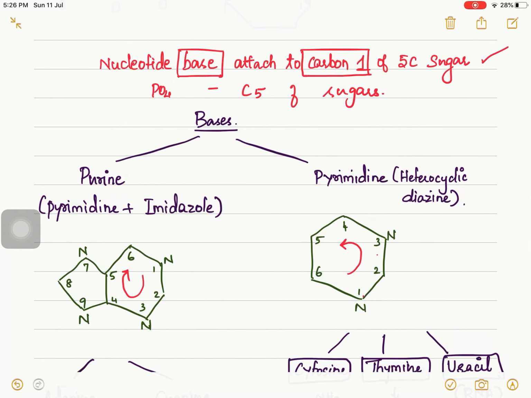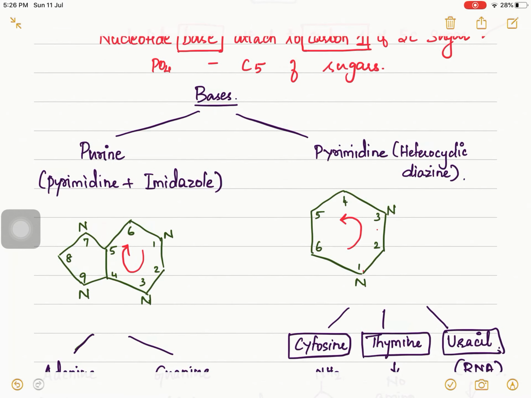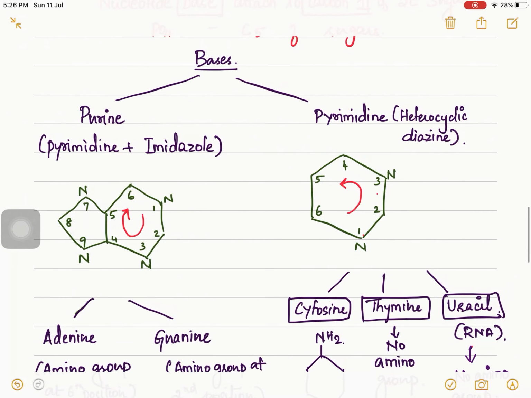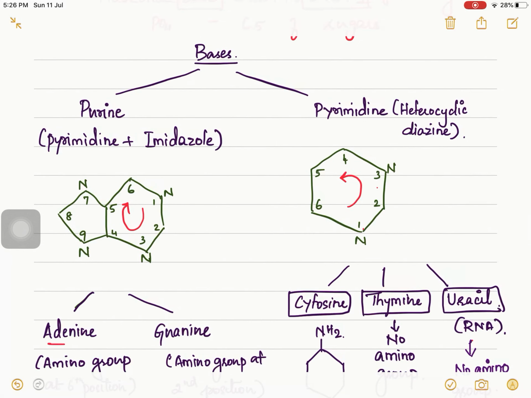Next we will see about the bases. We know we can classify the bases as purine and pyrimidine. What are the components of purine and pyrimidine? Purine is made of adenine and guanine, whereas cytosine, thymine and uracil will form pyrimidine.